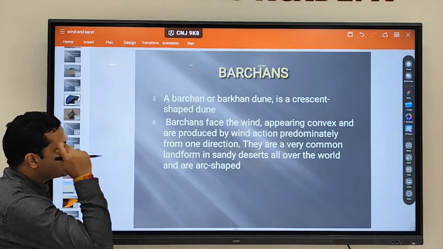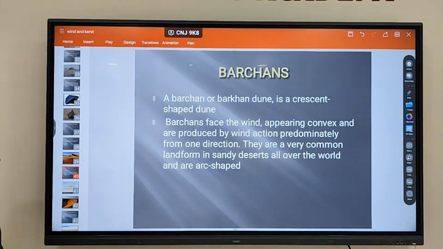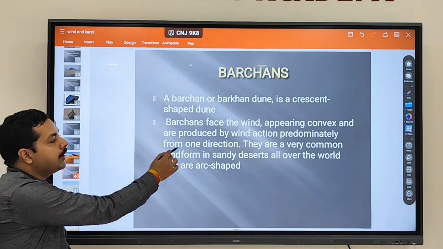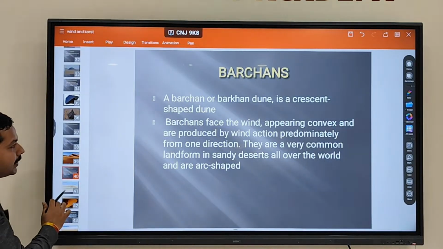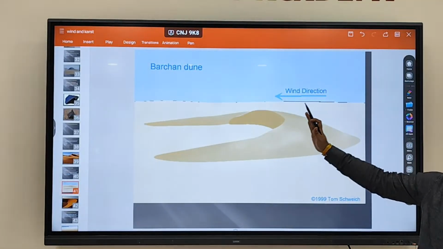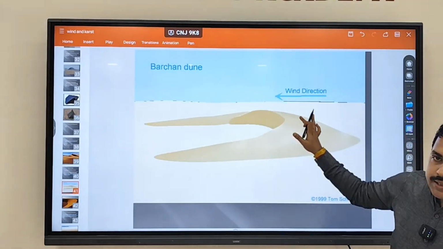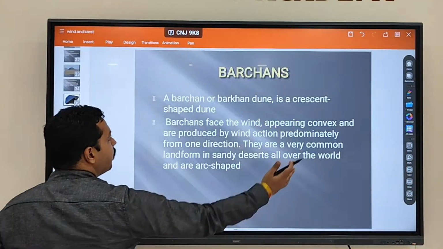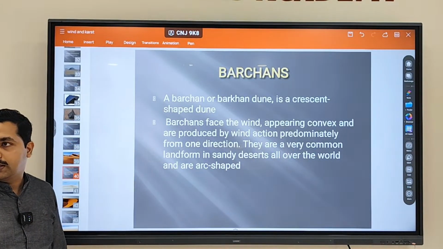Why do barkans appear like this? Because barkans face the wind appearing convex and are produced by wind action predominantly from one direction. When wind is continuously blowing from one direction, then you're going to find barkan type of deposition. Clear? So for example, in this figure wind direction is like this. Whatever sands are brought are deposited like this, then you're going to say crescent shape type of dunes. So when wind continuously moves predominantly from one direction, then you're going to find the barkan shape. Clear? Any doubt regarding this one?